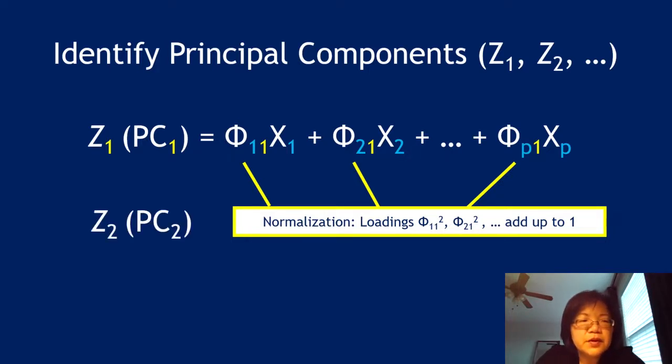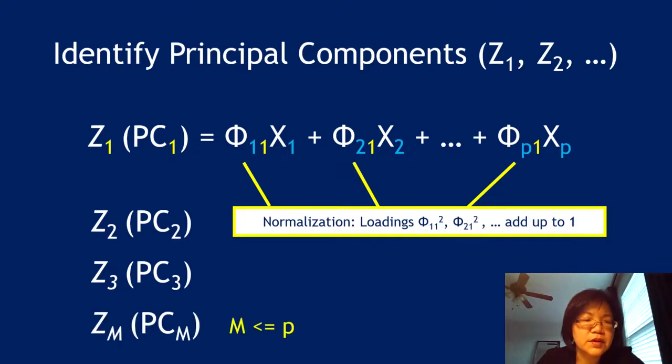Once we've come up with the first principal component, we can use the leftover variation to figure out principal components 2 and 3 and so forth. You can have up to M principal components. M has to be less than or equal to P, the number of X features. So the number of principal components can be no more than the number of Ps you have.